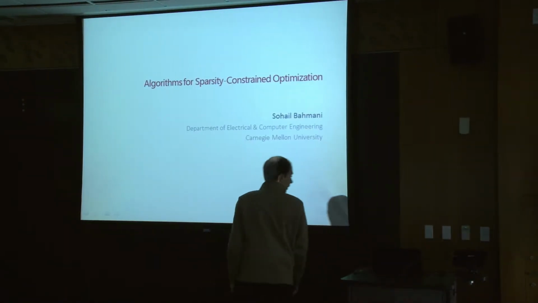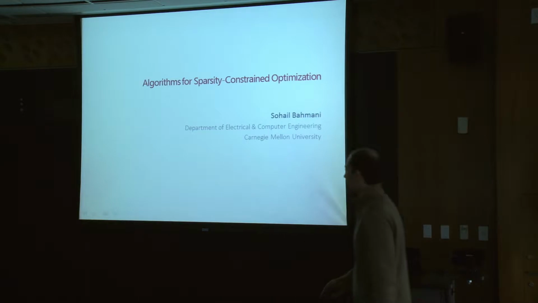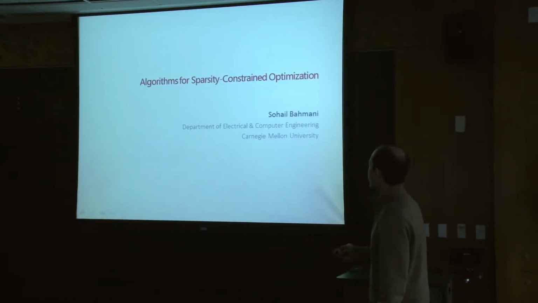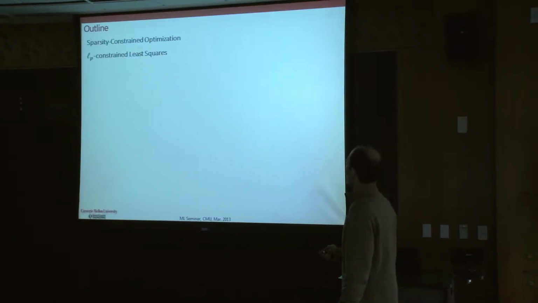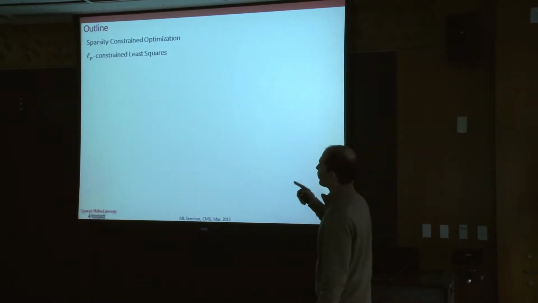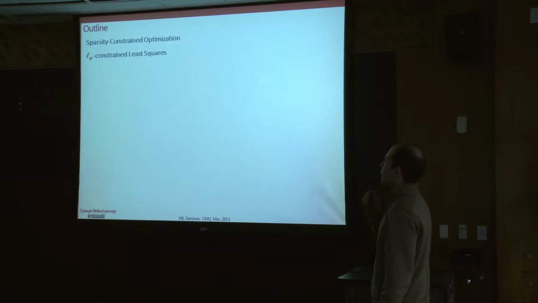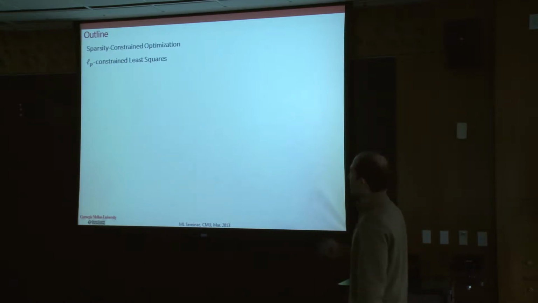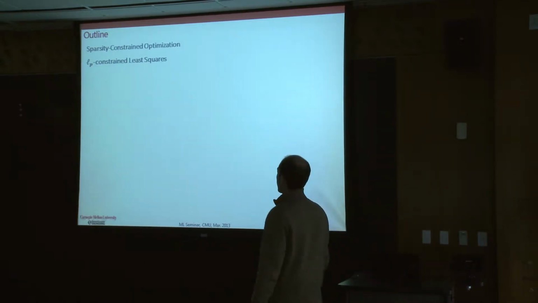So I'm going to talk about algorithms for sparsely constrained optimization. I think it's a slightly lighter version of my thesis talk. I divided the talk into two parts. In the first half, I'm going to talk about the more general framework of sparsely constrained optimization, and then I take a look at the non-convex sparsity-constrained least squares problems as well.